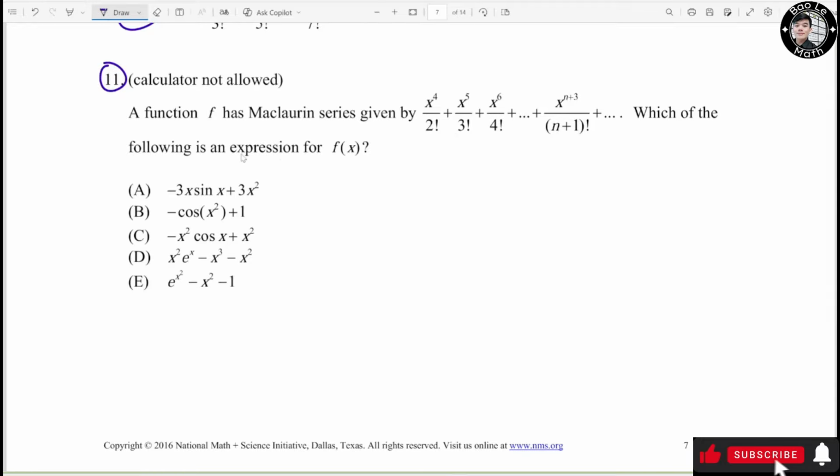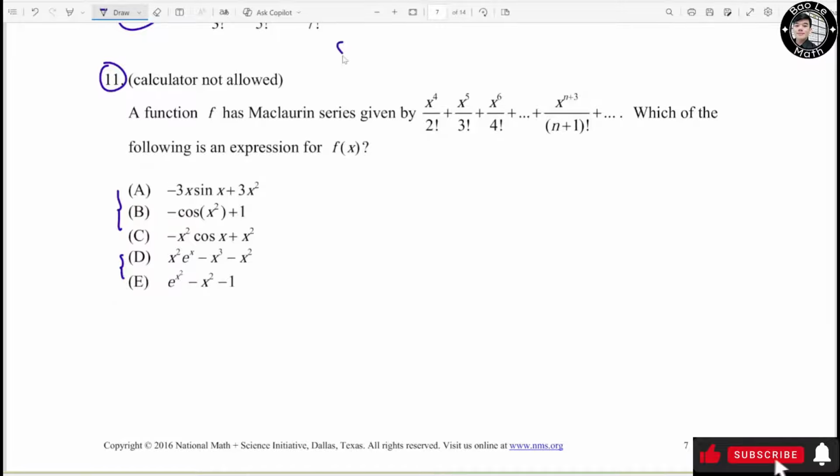Which of the following is an expression for the function f of s? Alright, so look at the answer choices A, B, C, D, E right here. Answer choices A, B, C are related to sine and cosine. Answer choices D and E are related to e to the s, right?